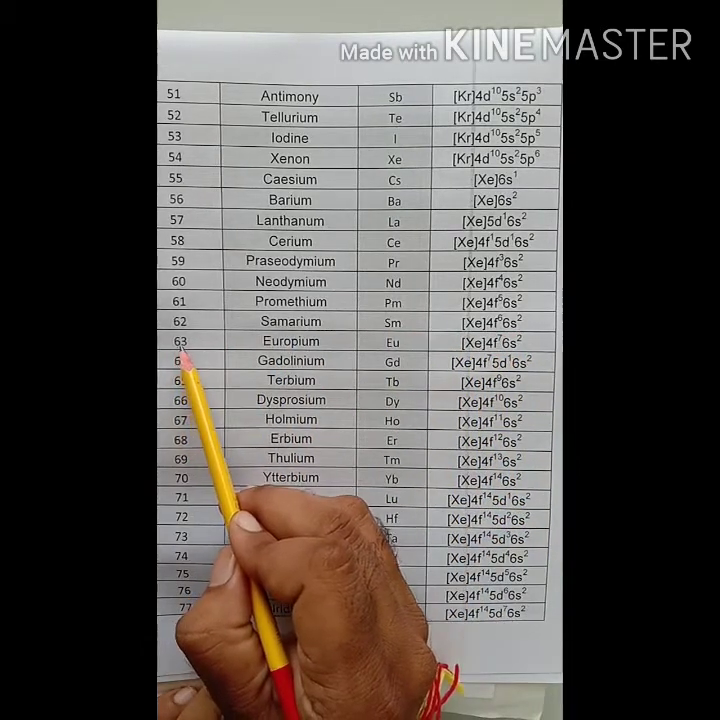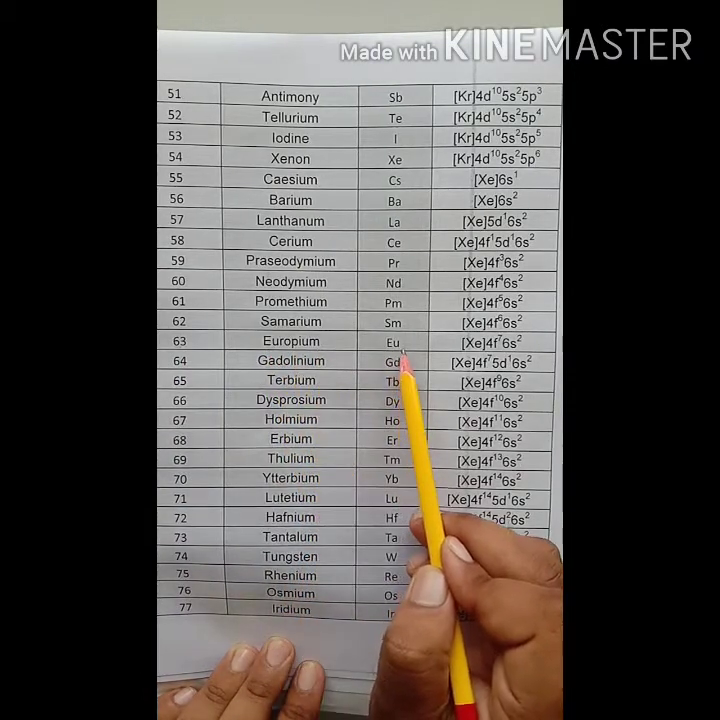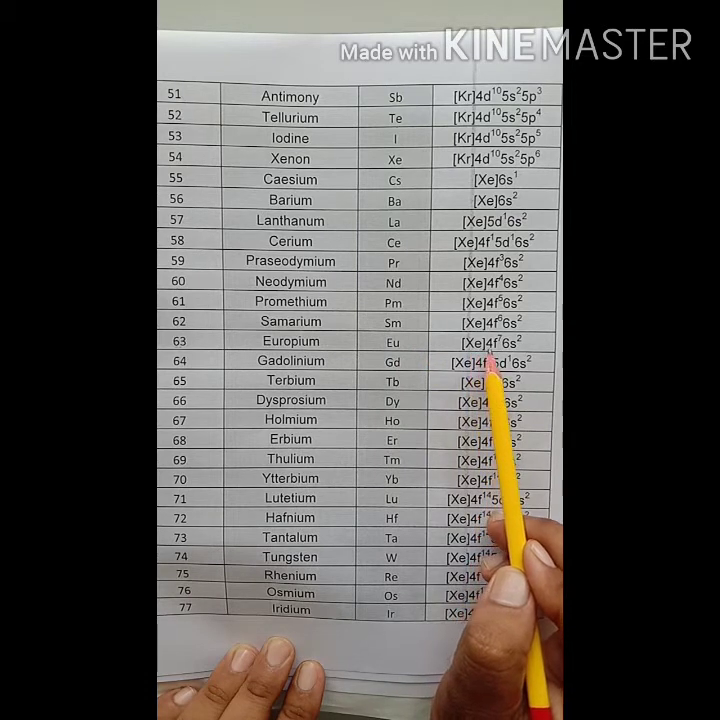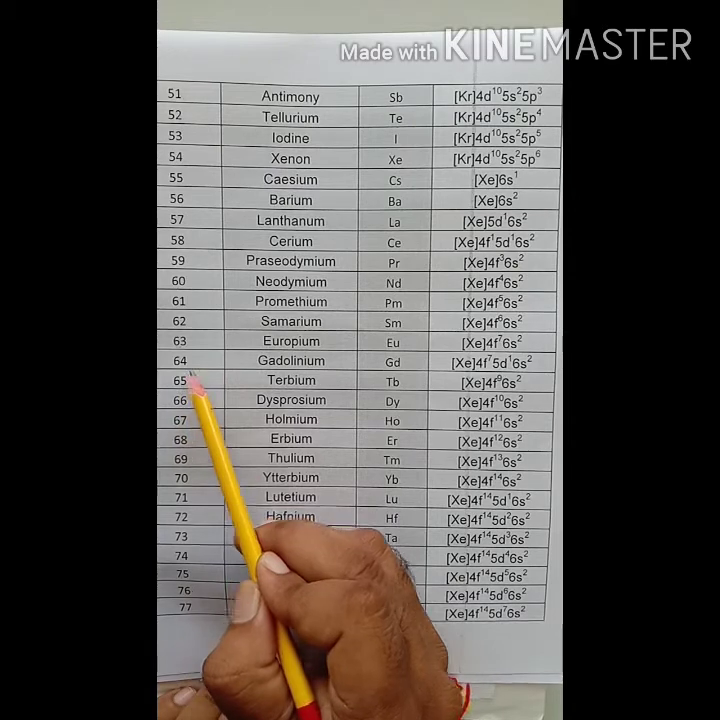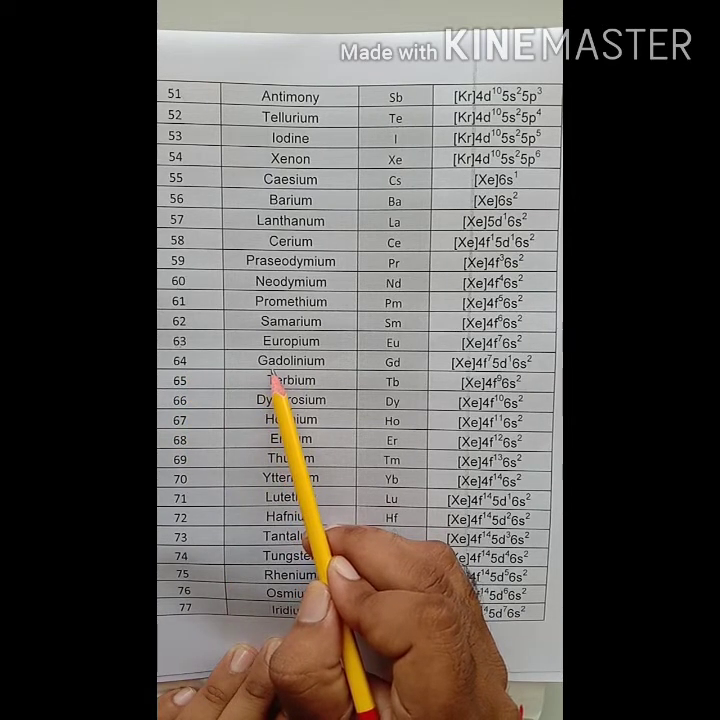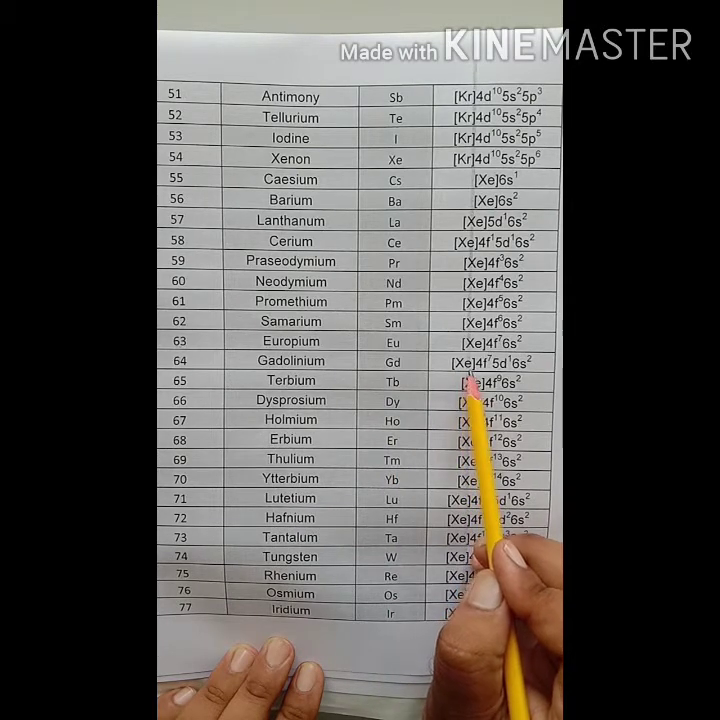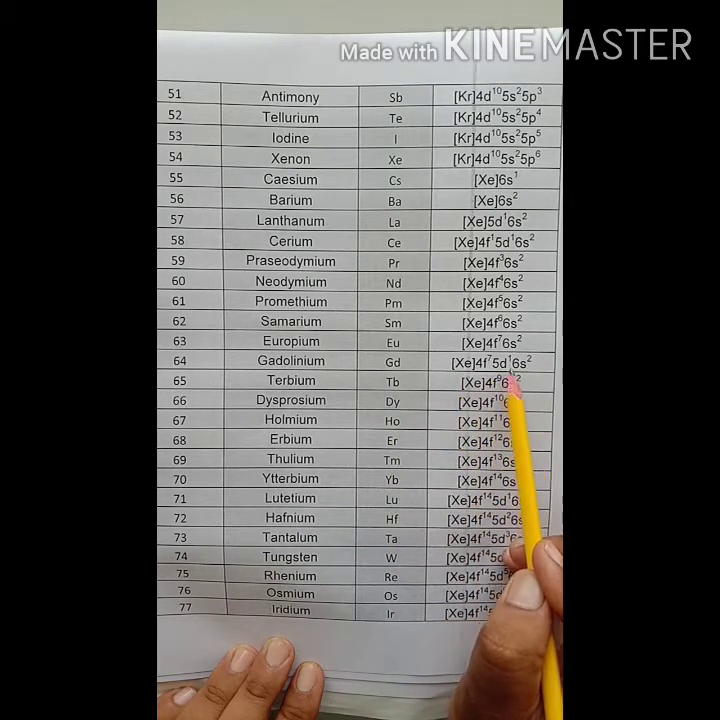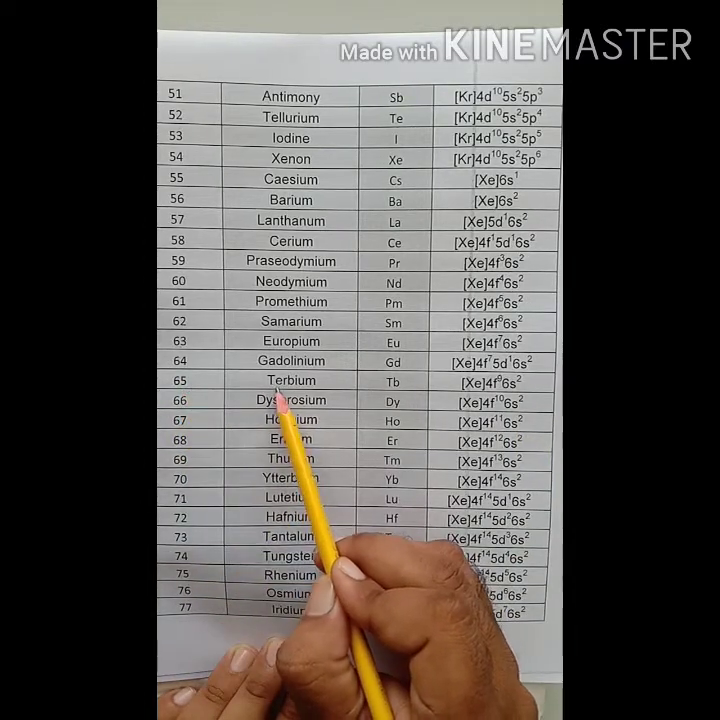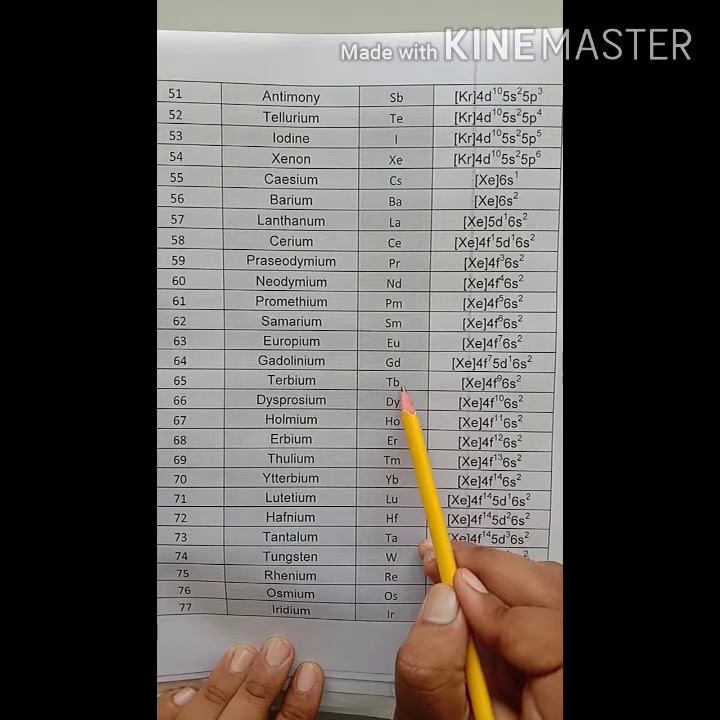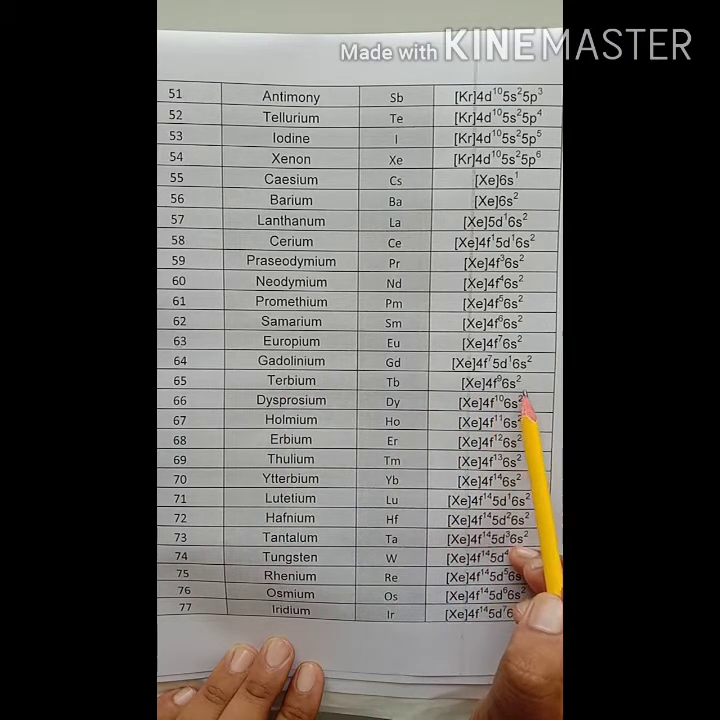The next atomic number is 63. Name of element is europium. Symbol is Eu. Electronic configuration is Xe 4f7 6s2. The next atomic number is 64. Name of element is gadolinium. Symbol is Gd. Electronic configuration is Xe 4f7 5d1 6s2. The next atomic number is 65. Name of element is terbium. Symbol is Tb. Electronic configuration is Xe 4f9 6s2.